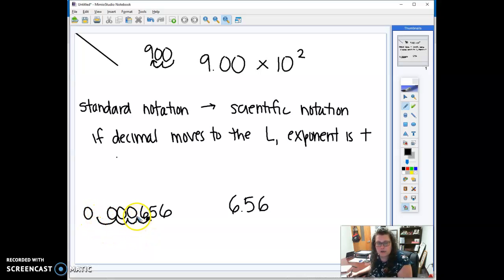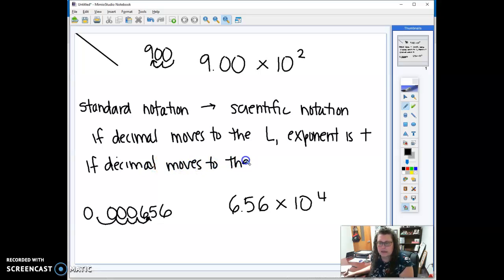So I've got 1, 2, 3, 4, so I know that my exponent will be 4, but now I've moved the opposite direction. So if my decimal moves to the right, then my exponent is negative. Okay, so if we're moving from standard notation to scientific notation, if my decimal moves to the right, which is what happened here, then my exponent has to be negative. So my answer would be 6.56 times 10 to the negative 4.